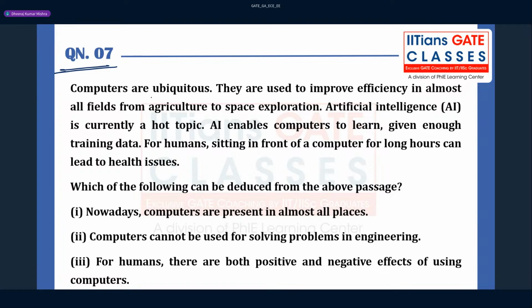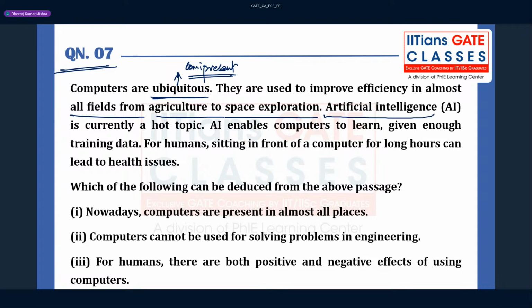statement. Computers are ubiquitous. Okay, so what is the meaning of ubiquitous, guys? Ubiquitous is nothing but omnipresence, you can say. Omnipresent. So computers are omnipresent, okay? Everywhere computers are present, okay? Without computer, life is tough, okay? If computers are there, then your life becomes very simple, right? So computers are ubiquitous, omnipresent. They are used to improve efficiency in almost all the fields, from agriculture to the space exploration.